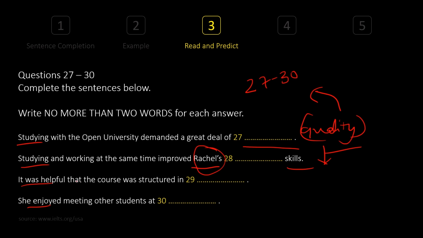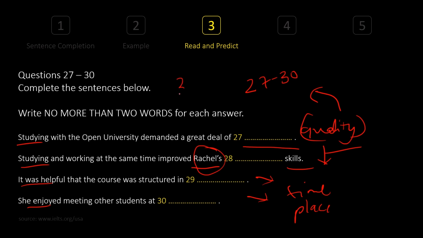Let's see the third one. It was helpful that the course was structured in what? In either language or in the time or in the college. Something related to the structure and course in some blank. She enjoyed meeting other students at either a time or a place, because 'at' is only used for these things, right? So you can predict either a time or place. This is called reading through and predicting.